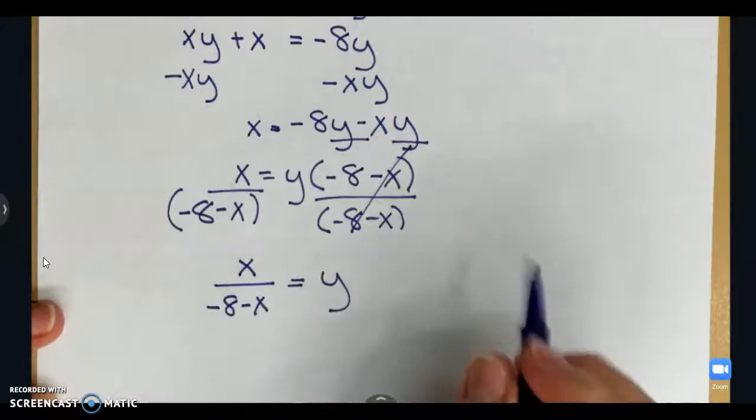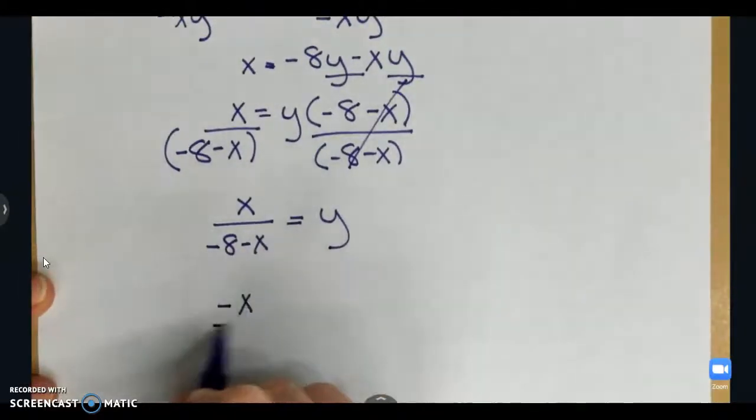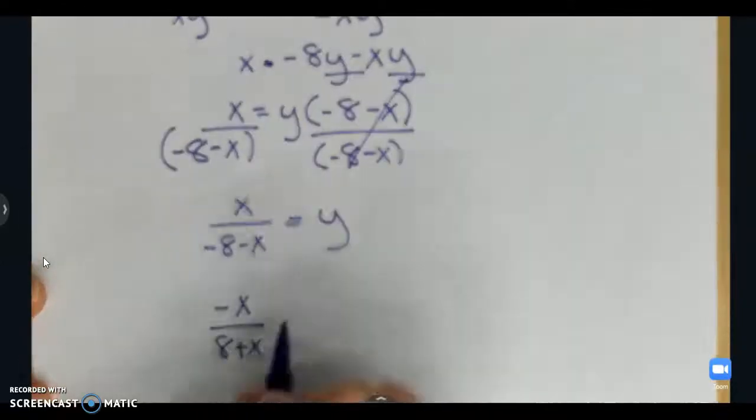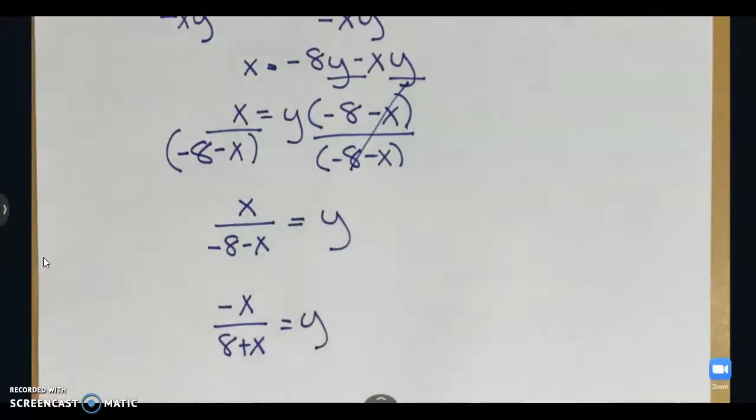This is my inverse. Now because I have two negatives in the bottom, I can factor out that negative and it would be x plus 8. But either of these is the correct way to write the inverse.